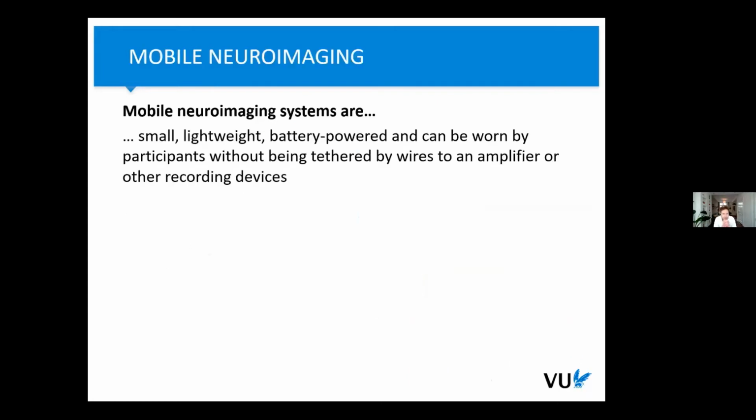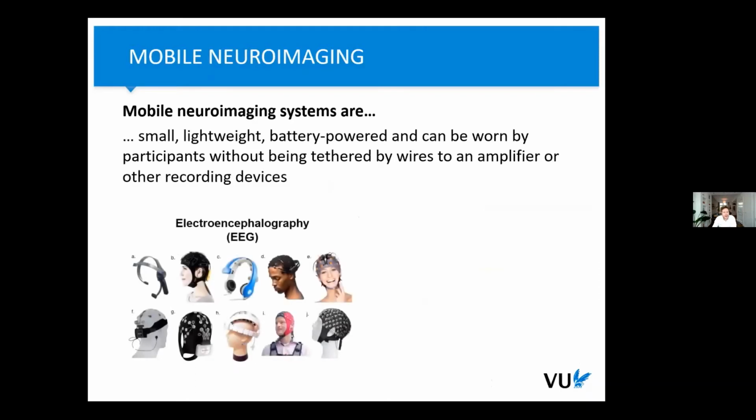All right. So mobile neuroimaging systems are small. They have to be lightweight, battery powered, and they can be worn by participants without being fettered by wires to an amplifier or other recording devices. So they tend to be wireless, and they use, for example, Bluetooth connectivity to a smartphone or a computer. So we have two techniques that can be made mobile right now. And the first one, which is also used most often now in mobile neuroimaging research, is EEG.